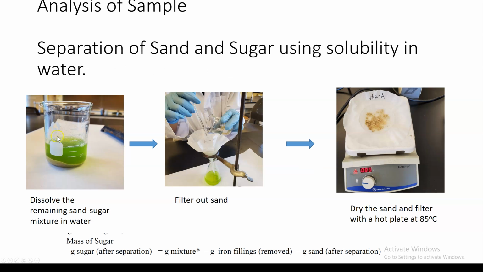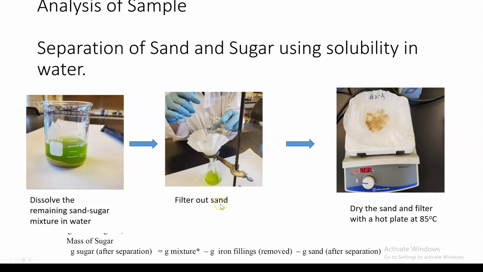And now for the rest, the sugar and the sand, we'll be able to separate them by using the solubility differences in water. So we know that sugar dissolves in water, but sand does not. So in this case, for the remaining sugar and sand mixture, we will add water to it. And we added some coloring to the sugar to make it appear green, so that we know where the sugar is. And in this case, we can see that the sugar is now dissolved in the water.